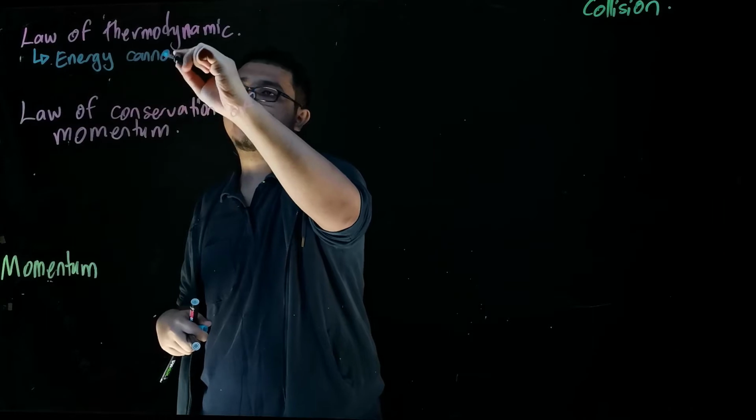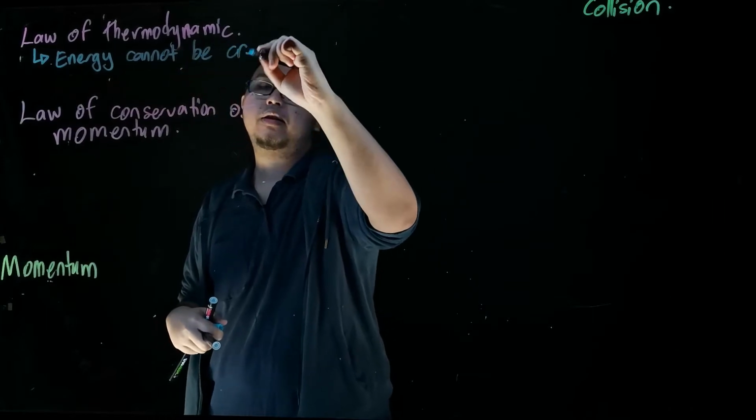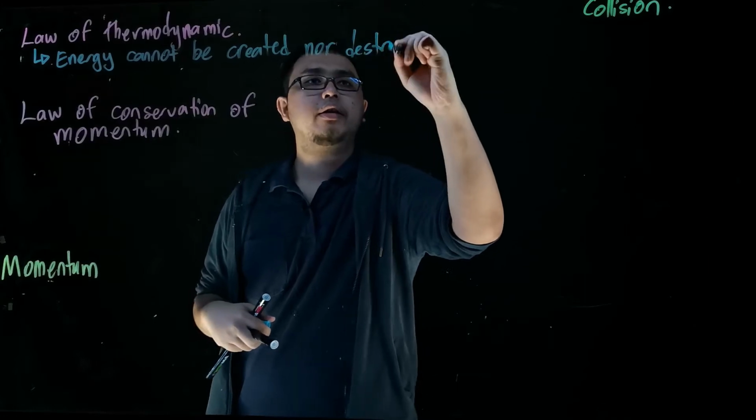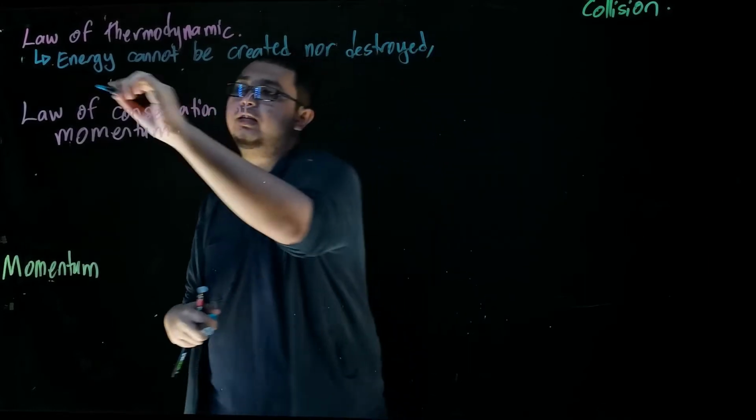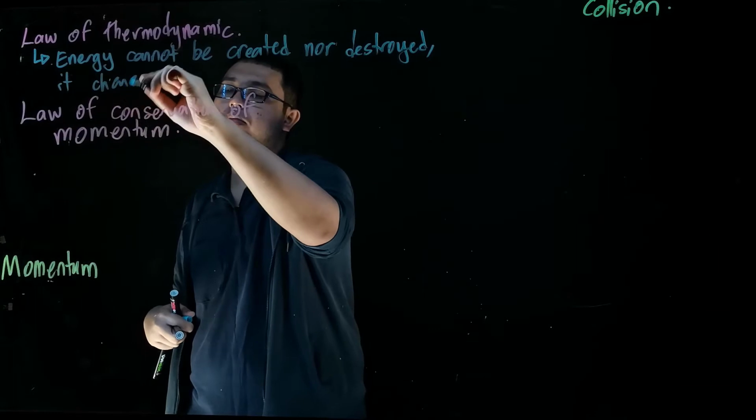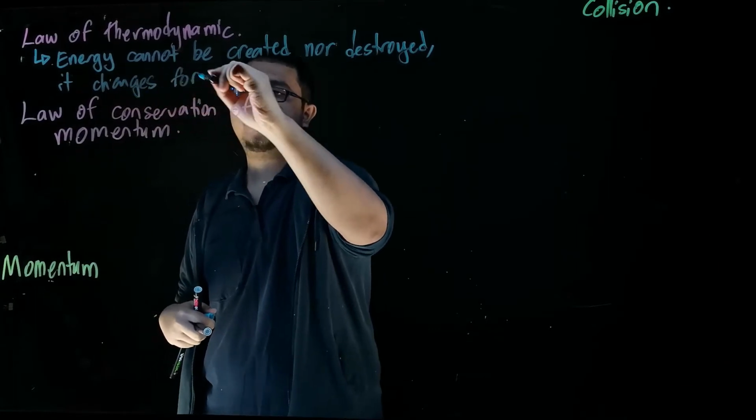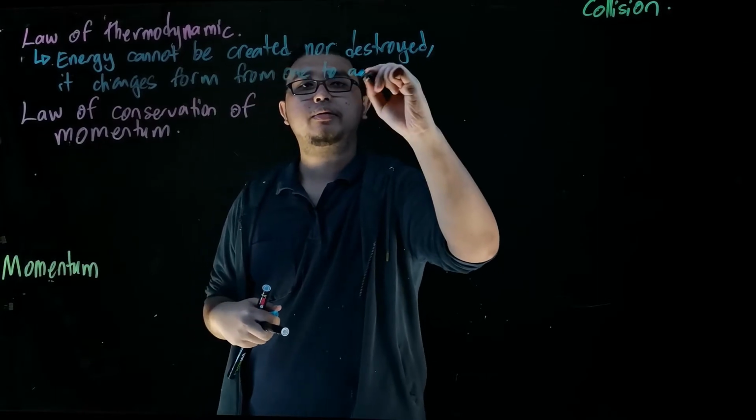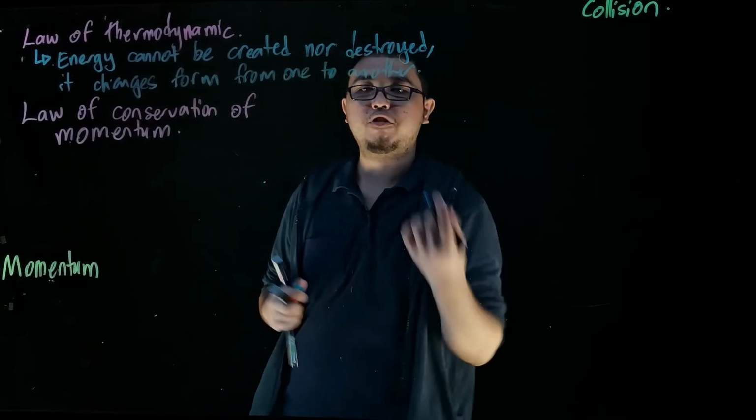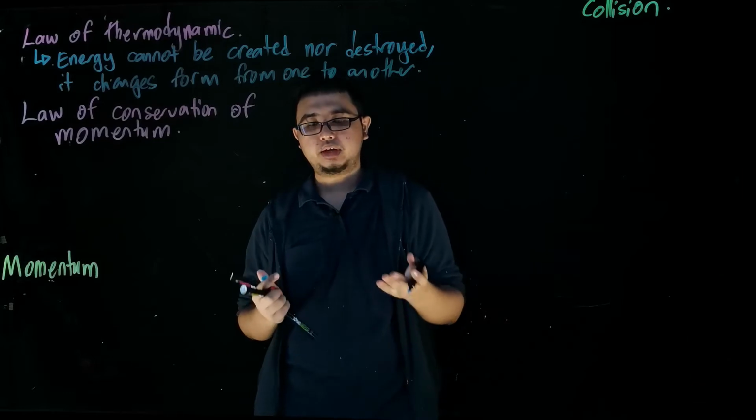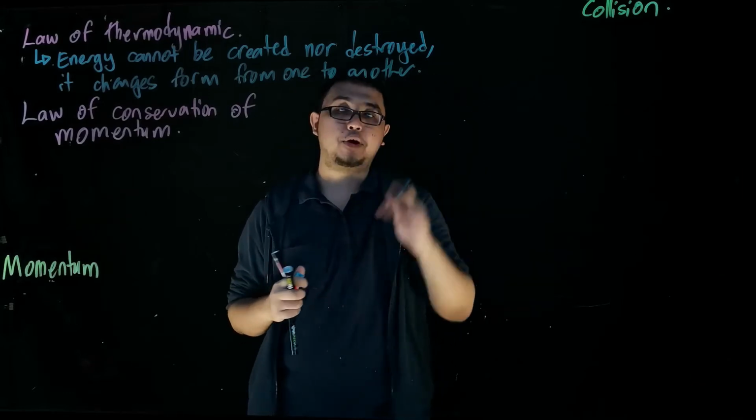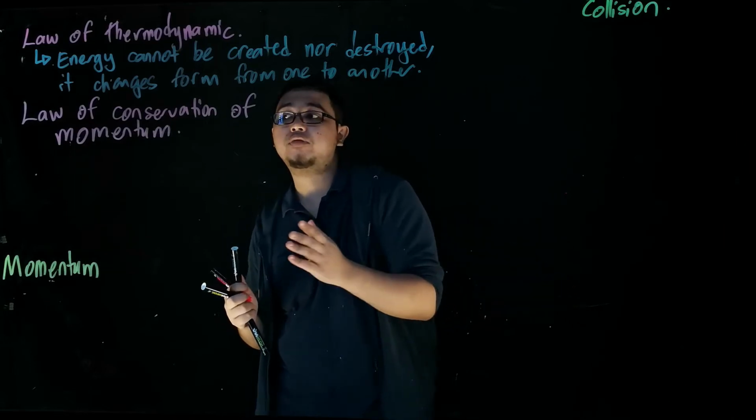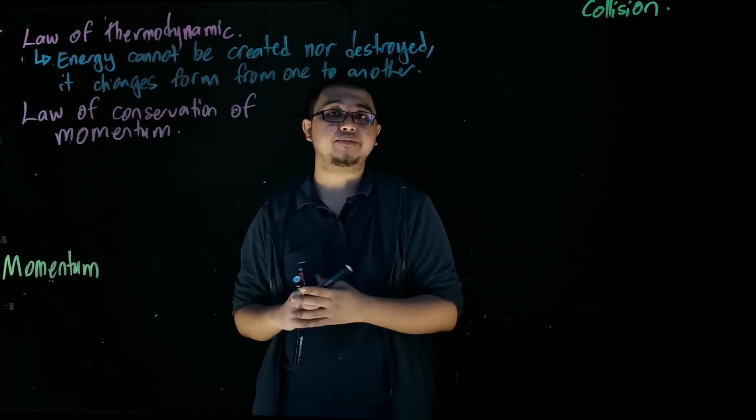cannot be created nor destroyed. It changes form from one to another. For example, the light coming from this light bulb originates from electrical energy. It is converted to light energy and heat energy.